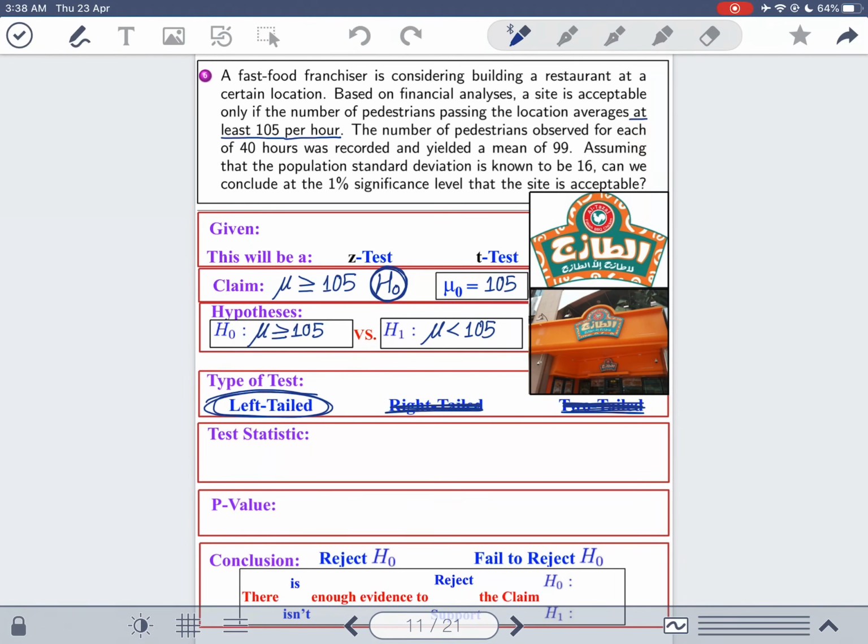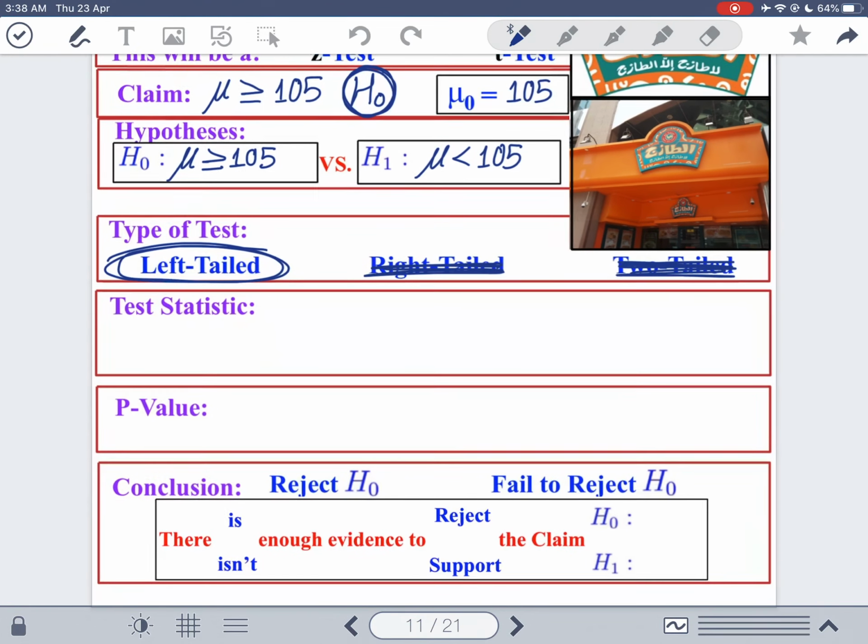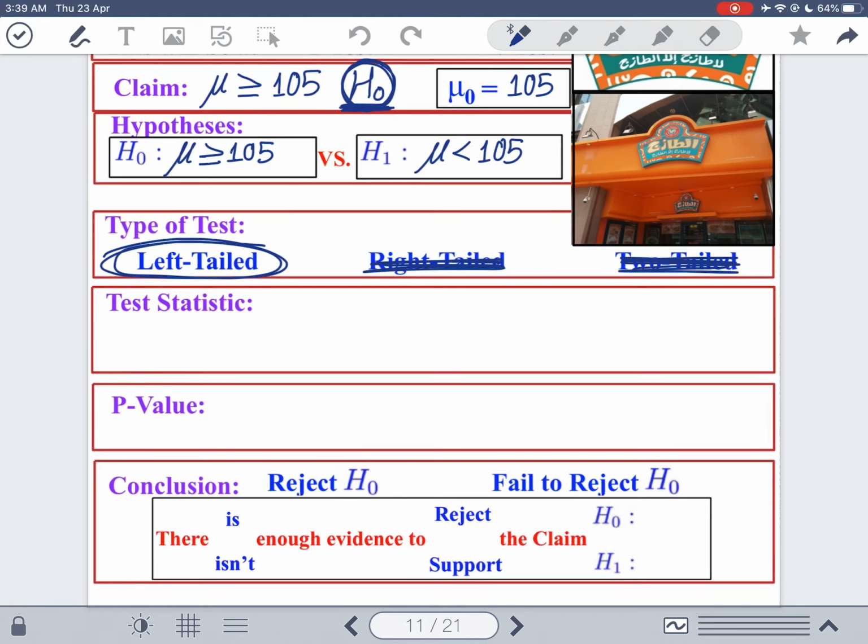And what else can we do before we do the given? See, all of this before the given, before we even looked at the sample. You will go down and notice, because the claim is H0, you will take this out, and you can even write it. H0 says mu bigger than or equal to 105. And of course, with H0, you either have enough evidence to reject or don't have enough evidence to reject. So you take away the support.